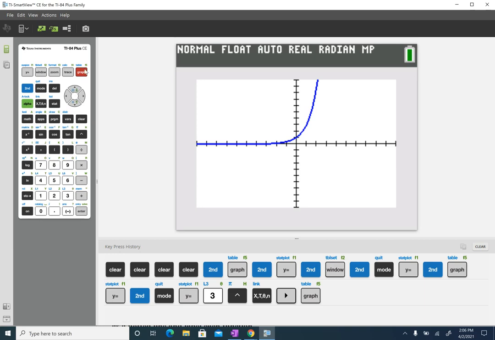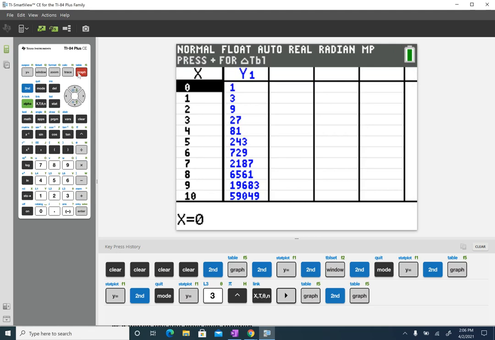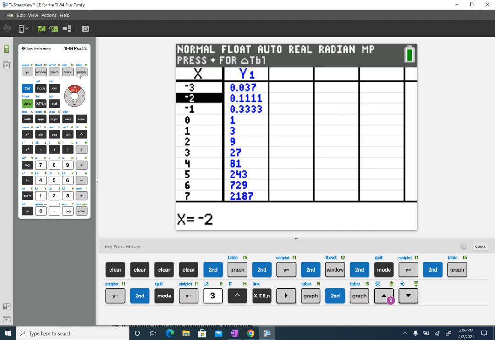How do you make the table? Well, you're going to press the second key, and then you're going to press the graph button. This is going to bring up your table of values. I told you to go from negative 2 to 2, so you will scroll up or down until you get to the appropriate values. We're going to copy those onto our paper in a minute.